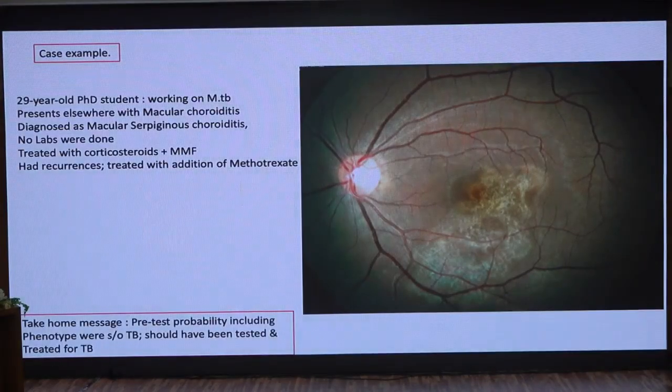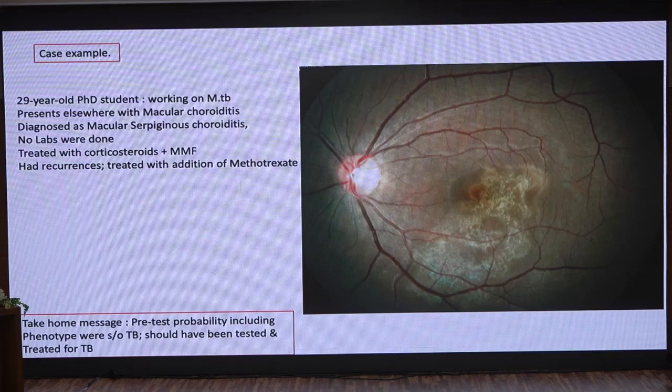I'll show you an example of a young girl from AIIMS New Delhi, working in a mycobacterium lab, who shows up and presents with a picture like this. She is the one where you have serpiginous-like choroiditis, and you have a scenario of exposure to TB. So when you look at it, you say it could be TB serpiginous choroiditis, because that is the first differential that comes to your mind.